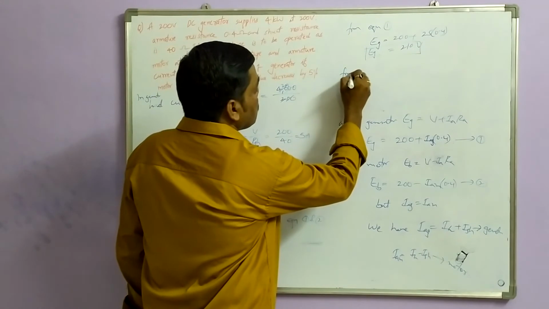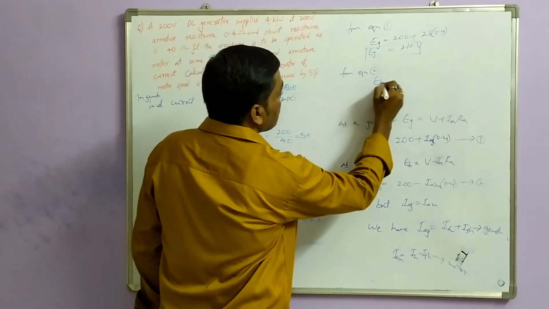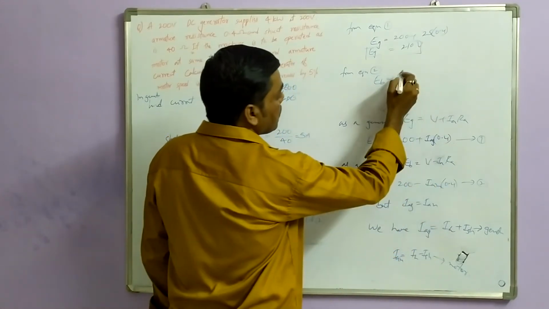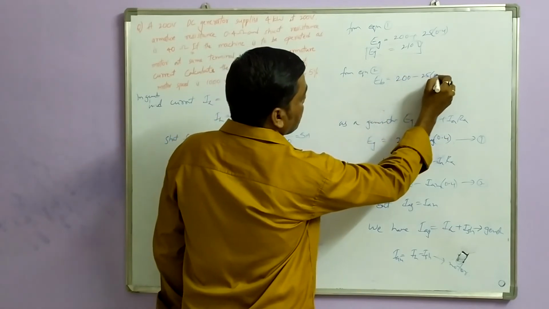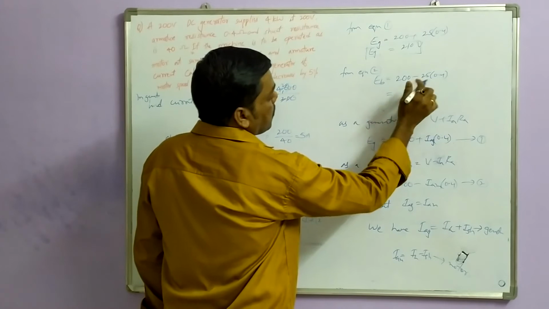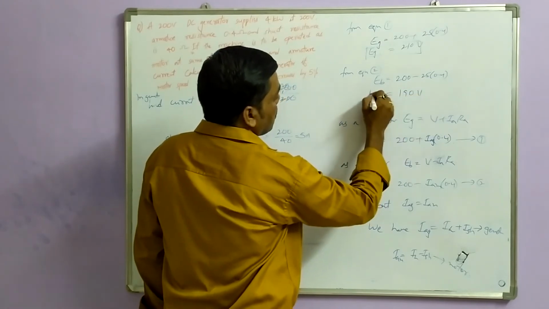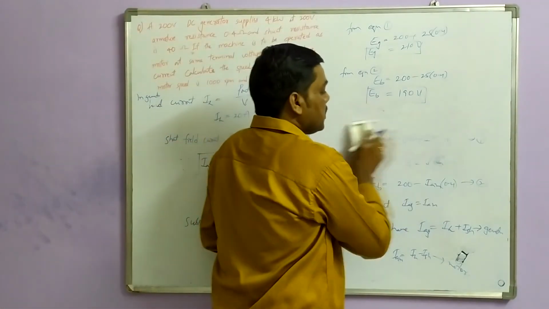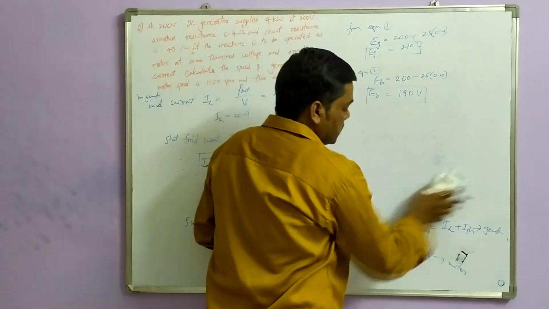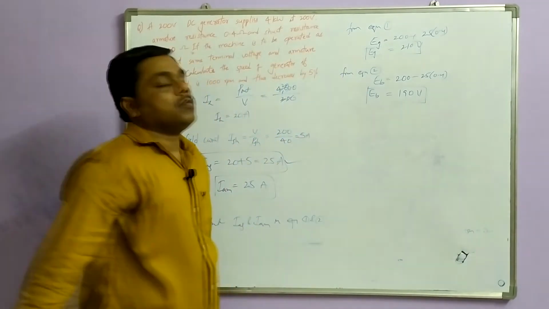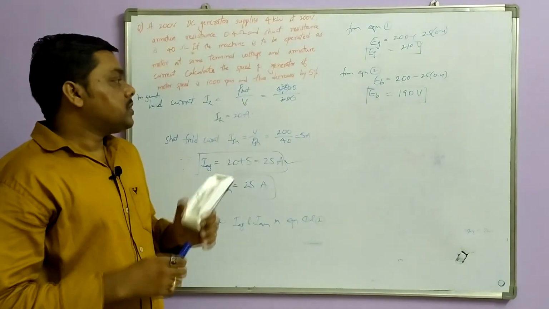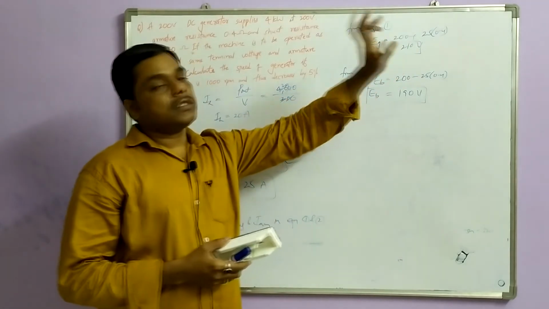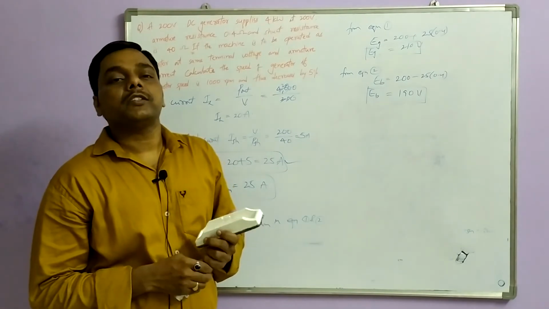Similarly, from equation 2, Eb is equal to V minus Ia Ra. So Ia is 25, nothing but 200 minus 25 into 0.4, again 10, 200 minus 10, 190 volts. Now this is the back EMF. Now you can see here generated EMF is 210 volts and back EMF is 190 volts. Now this Eb belongs to the motor and the motor speed is given, and this generated EMF is calculated, but we have to calculate the speed.